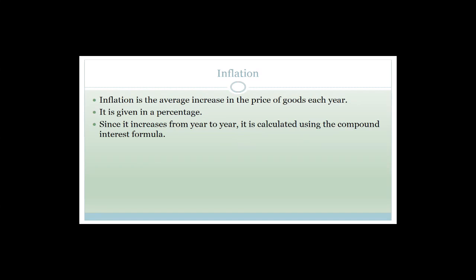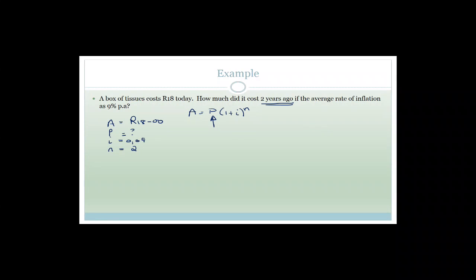Whereas in the next example, you will see it says how much did it cost 2 years ago? So we want to know how much it cost 2 years ago. That means we now know the amount, that's the future value for this. This R18 is what we're now paying, and P is what we paid before. So you can almost think of P as before and A as after. I know it's P, not B, but you know what I mean.